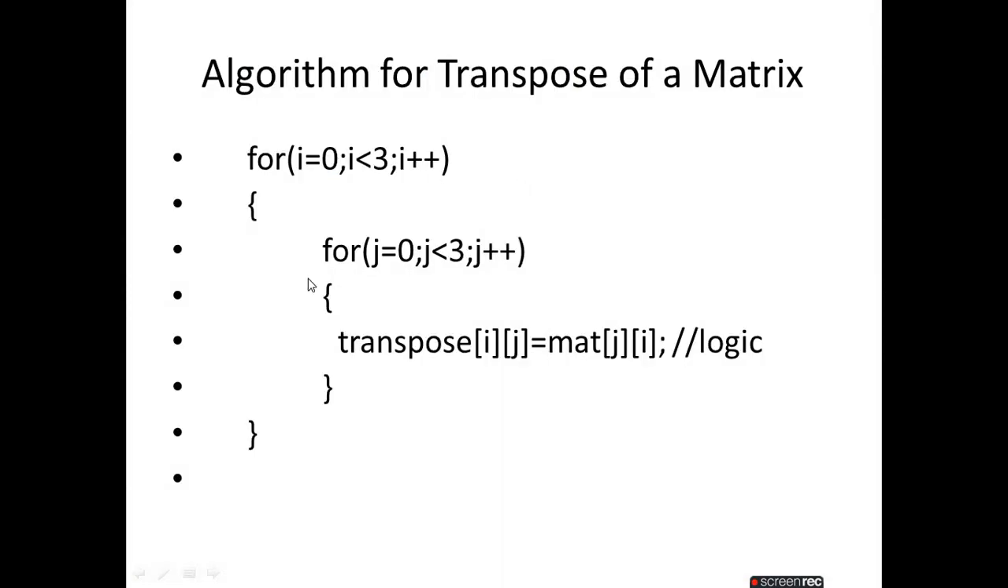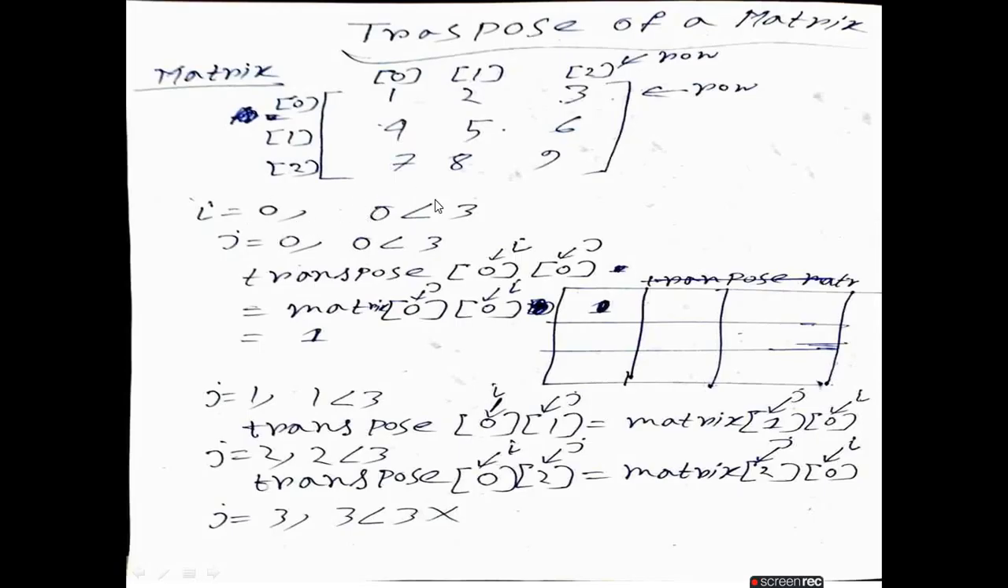What does the algorithm say? For i equals 0, i less than 3. Now i equals 0, 0 less than 3. Is the condition true or false? True, because 0 is smaller than 3. Next.